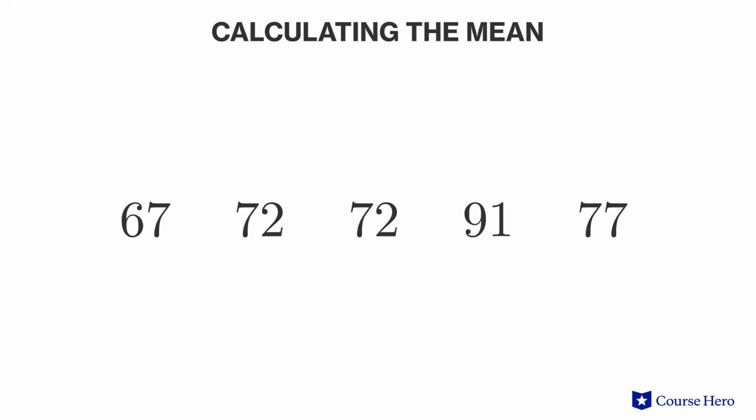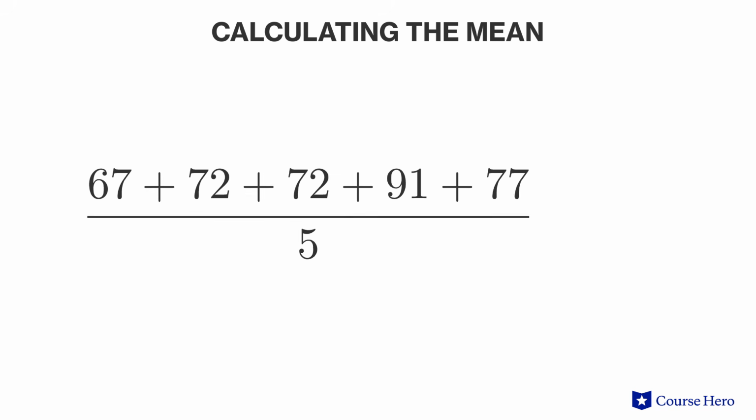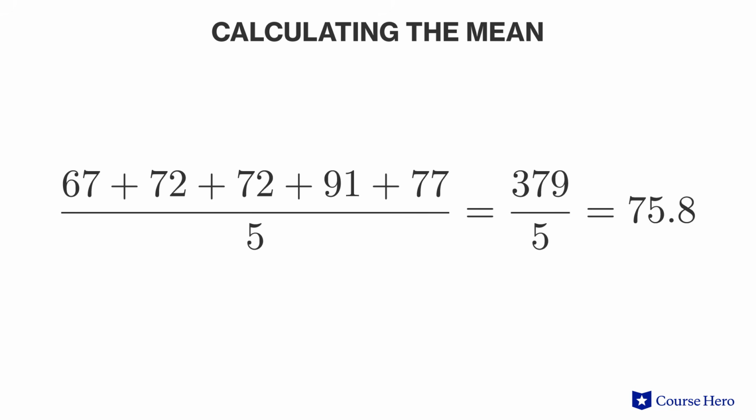So if you had these 5 exam scores, 67, 72, 72, 91, and 77, we would add them all up and then divide them by 5, and the mean would be 75.8.